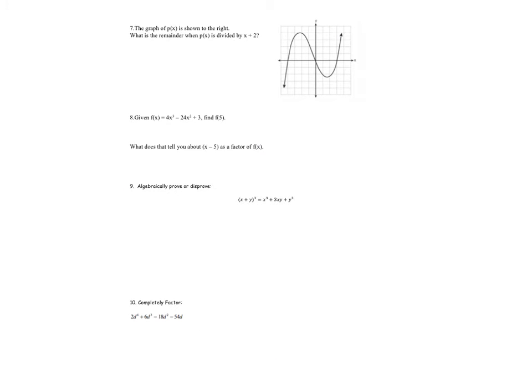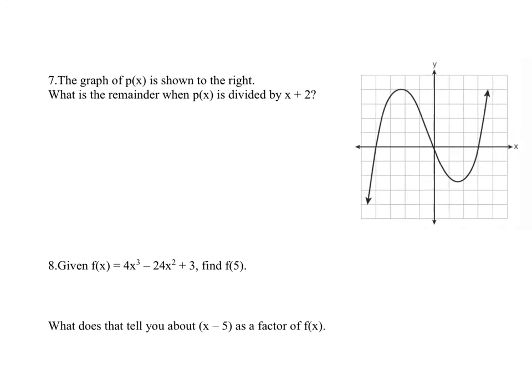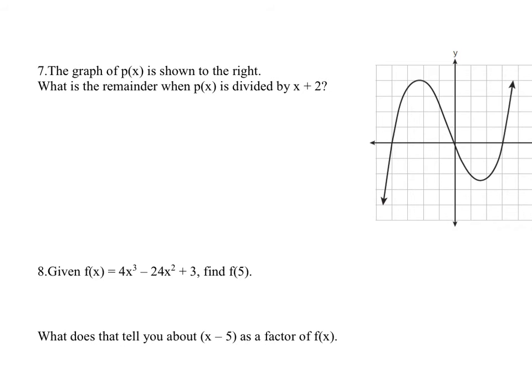All right. Last page, people, we made it. So this example here, number 7, gives you a graph. And they said the graph of p of x is shown to the right. And they're saying that p of x is divided by x plus 2. And they want the remainder. Well, if you actually knew the polynomial, I would suggest doing synthetic division. And you would put negative 2 inside the box, because x equals negative 2. This is another remainder theorem problem.